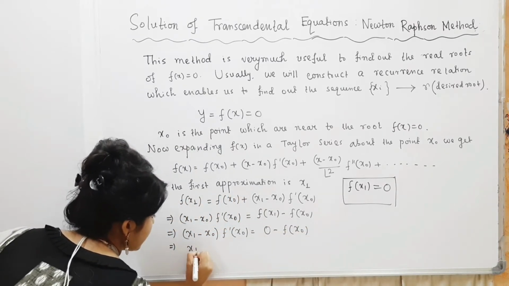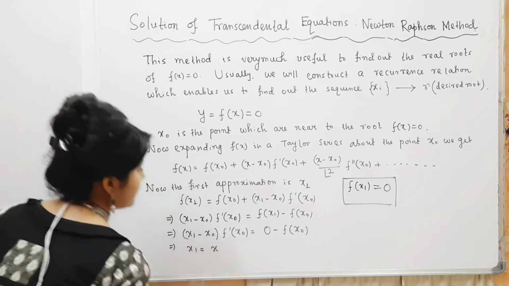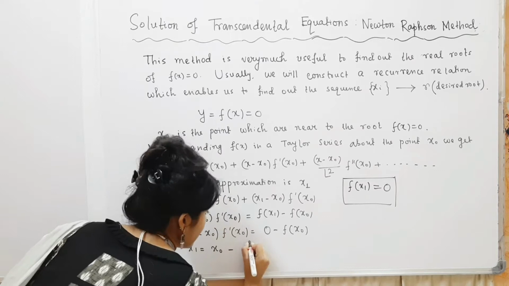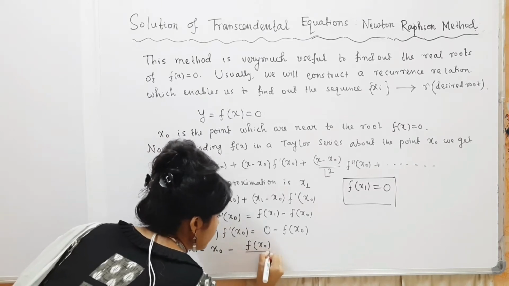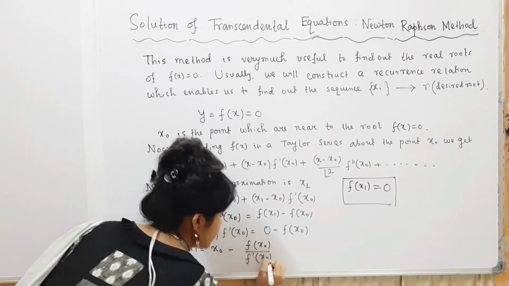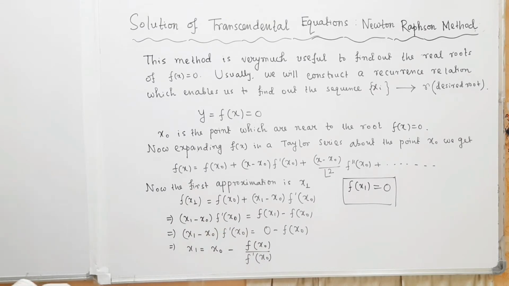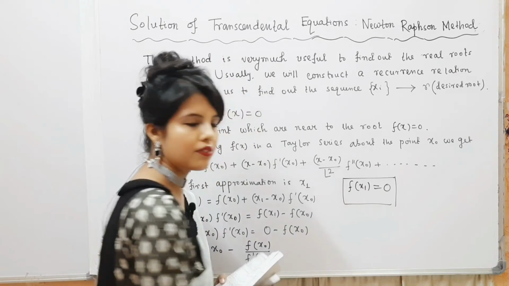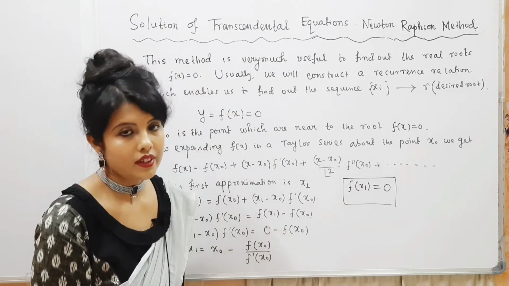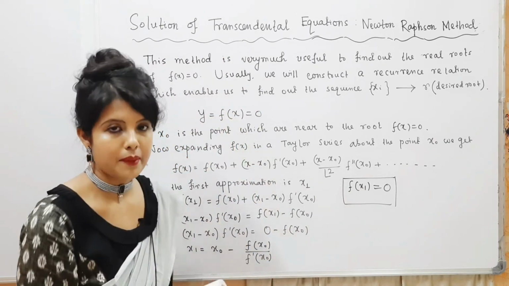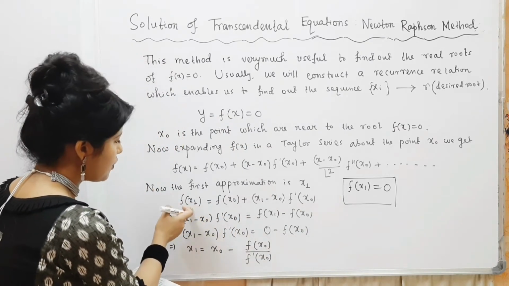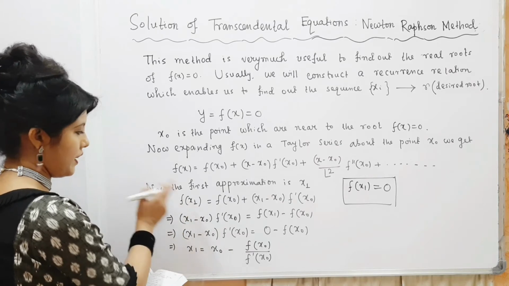So this will give you x1 equal to x0 minus f of x0 divided by f dash x0, okay. So this is the first approximation, and obviously f of x1 equal to 0 because x1 is the first approximated root of this equation. So you can write 0 in the place of f of x1, okay.